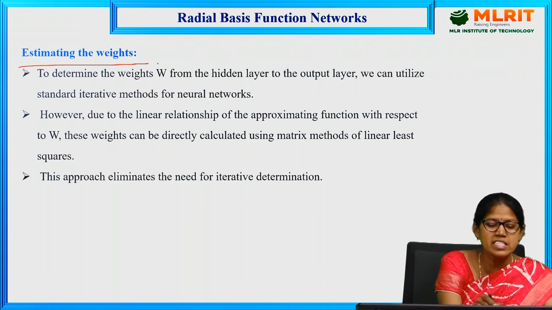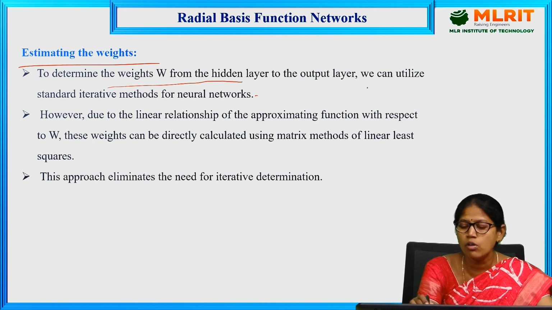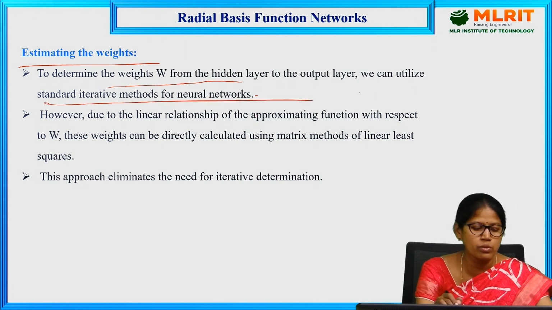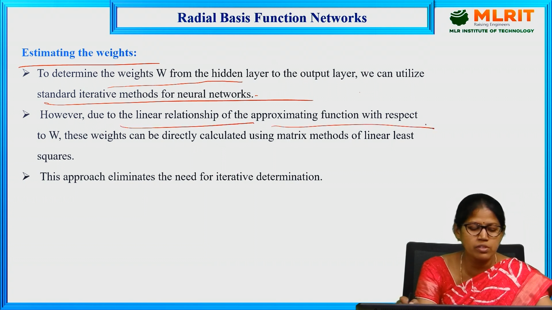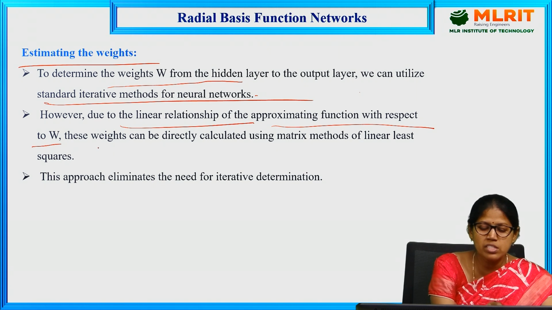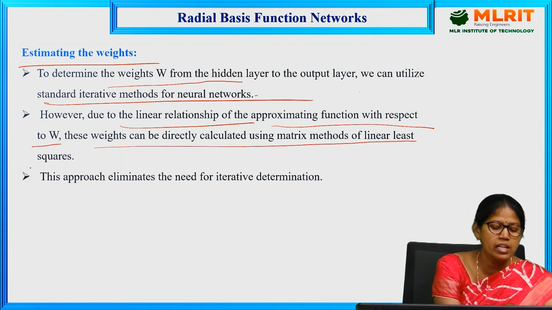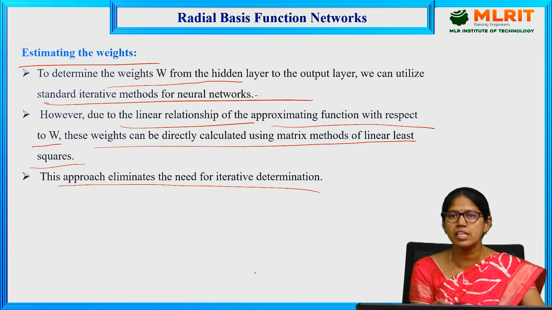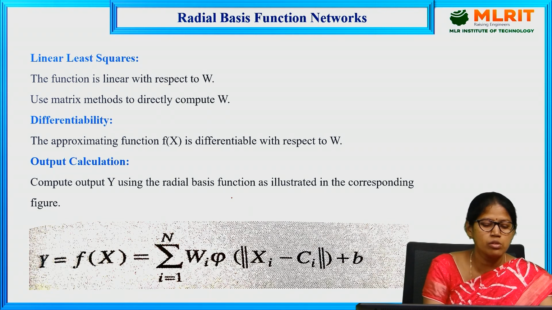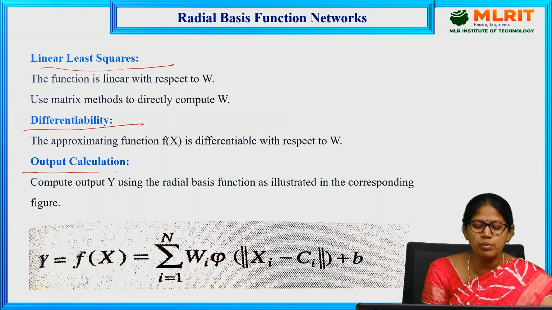Okay, next, estimating the weights. To determine the weights W from the hidden layer to the output layer, we can utilize the standard iterative methods of neural networks. However, due to the linear relationship of the approximating function with respect to the weights, these weights can be directly calculated using matrix methods of linear least squares. So this approach eliminates the need for iterative determination. Here the methods are linear least squares, differentiability, and output calculation.